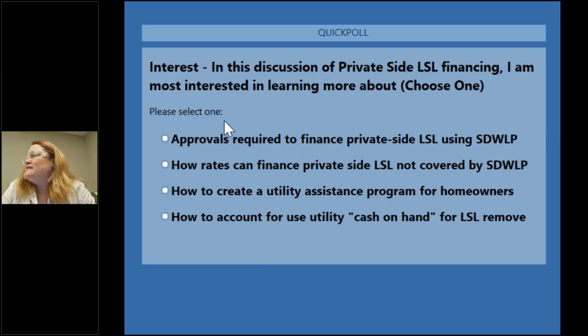Just as we begin to launch, this one should show up. Can you see the poll? Yeah, great. Here it goes. This one is just so we have an idea as we go through where your interest lies. We do hope to cover all of these things, but knowing what folks are most interested in will help us prioritize our discussion.